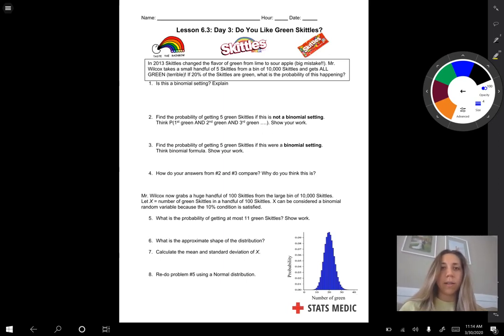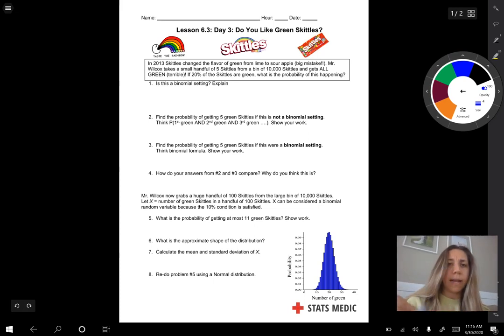Do you like green Skittles? In 2013, Skittles changed the flavor of green from lime to sour apple. Big mistake. I agree. Mr. Wilcox takes a small handful of 5 Skittles from a bin of 10,000 Skittles and gets all green. If 20% of the Skittles are green, what is the probability of this happening?